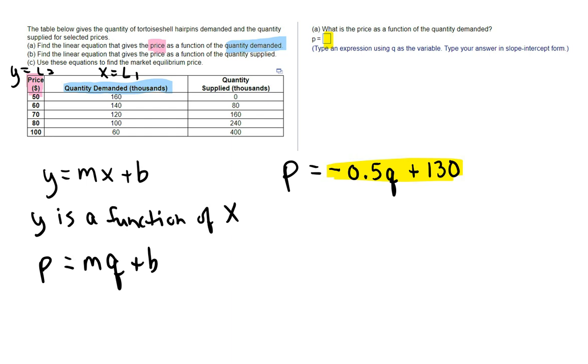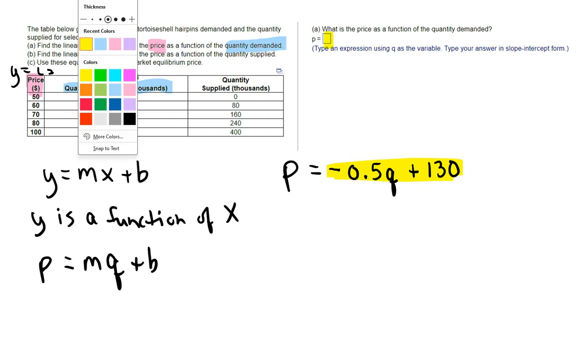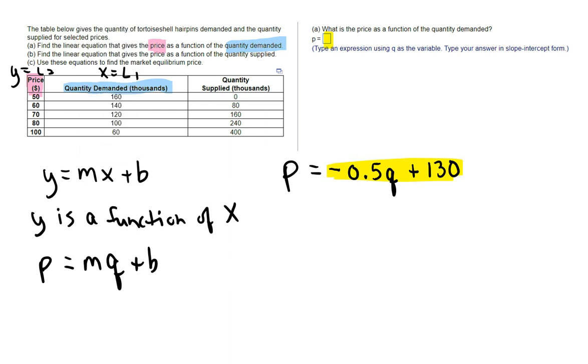Now, part B pops up, and part B says, find the linear equation that gives price as a function of the quantity supplied. Okay, so here's my quantity supplied. Now, when you go to your lists, L1 is going to change. The quantity supplied is now your x. So we're done with this one here. But it's still price as a function of the quantity supplied.